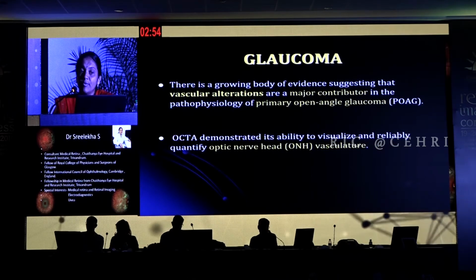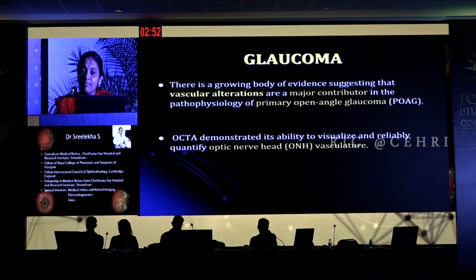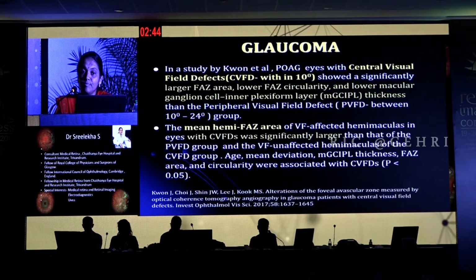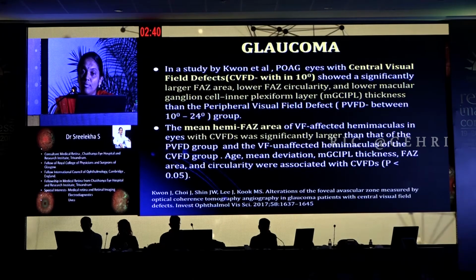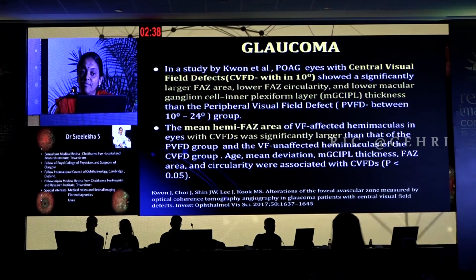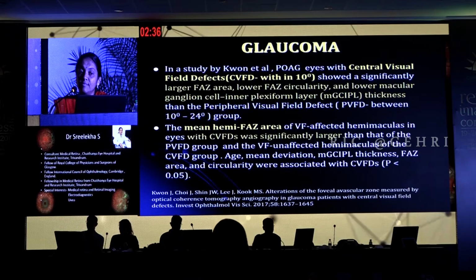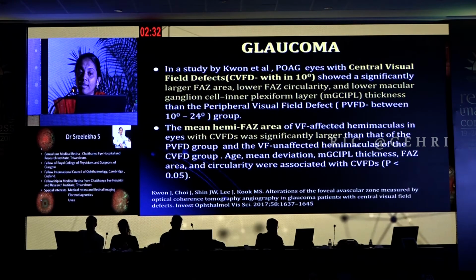Coming to glaucoma, vascular alterations were found to be a major contributor in primary open-angle glaucoma. OCTA demonstrated its ability to visualize optic nerve head vasculature. In a study on primary open-angle glaucoma, eyes with central visual field defects showed significantly larger FAZ area, lower FAZ circularity, and lower macular ganglion cell inner plexiform layer thickness.